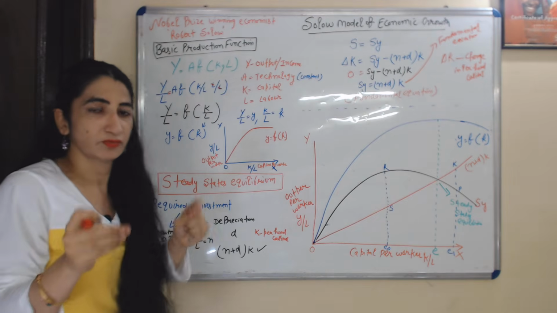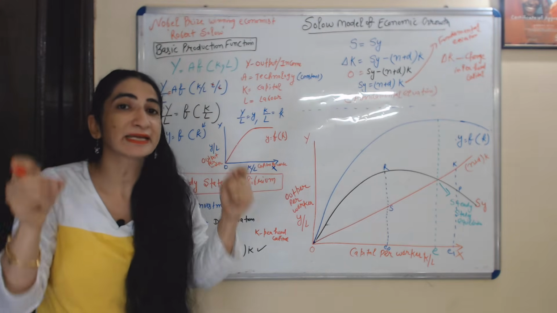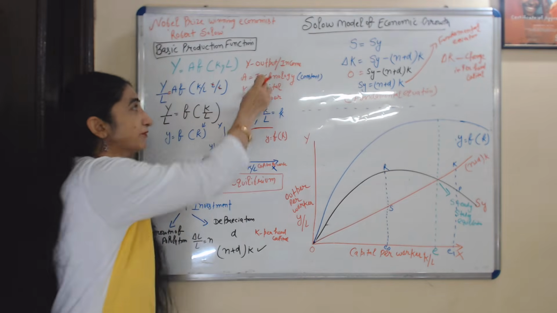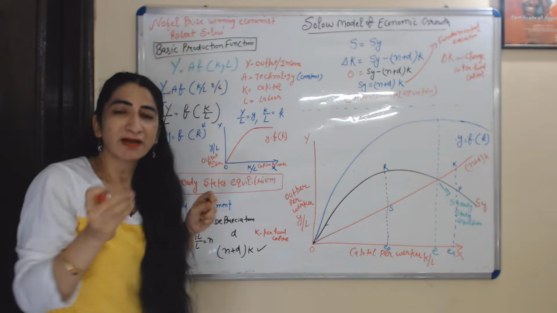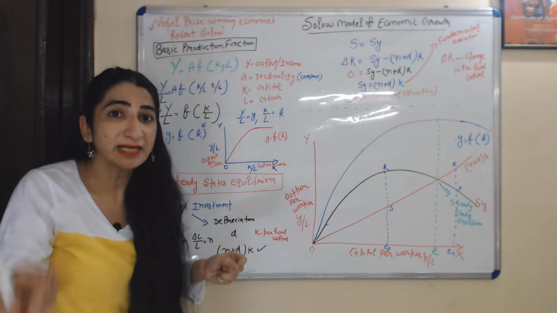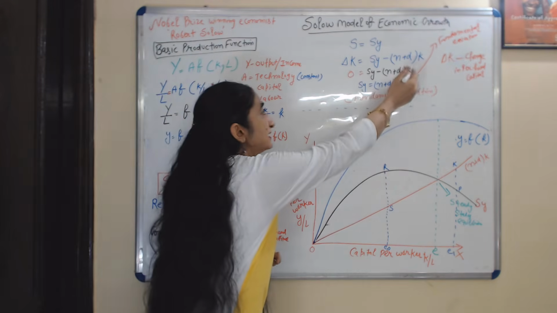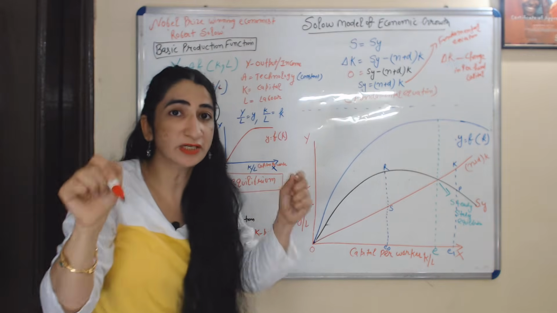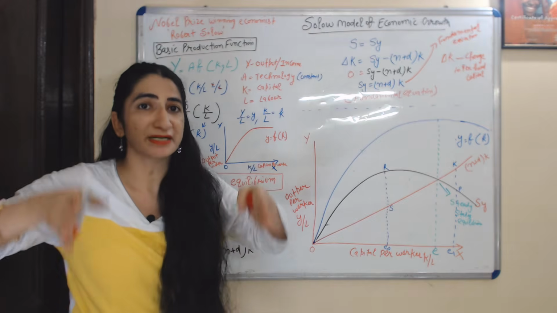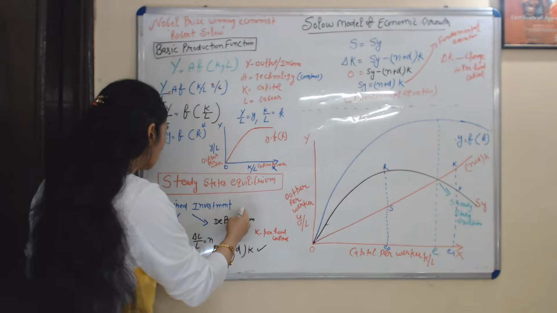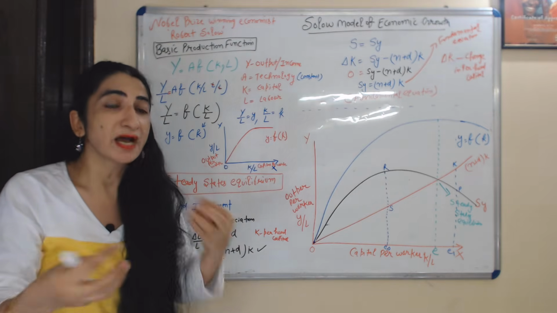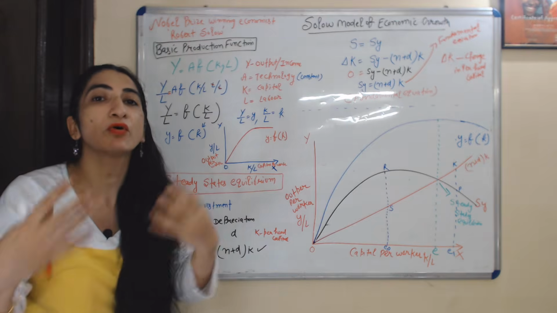Now, Solow says that we can achieve steady state equilibrium with the help of three driving forces: technology, capital and labor. What does steady state equilibrium mean? To know steady state equilibrium, you need to know the fundamental equation of this model. For getting the fundamental equation, you need to understand what required investment means. Required investment means the amount of investment required for growth of the economy.